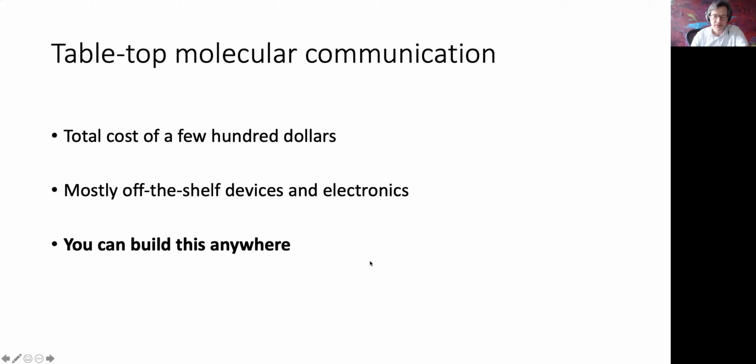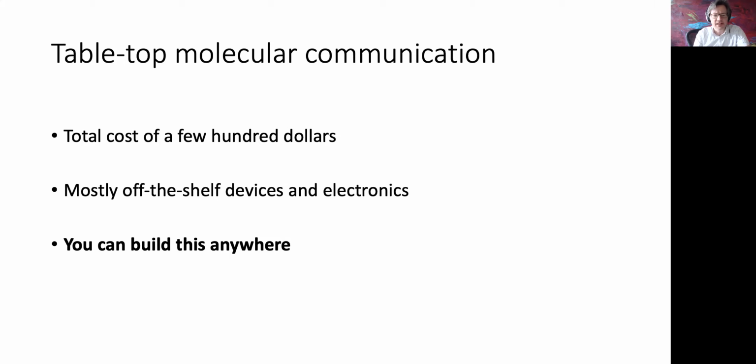You could do it, right? You could get excited about this, go home, order the parts, build something like this, and start doing molecular communication experiments as soon as you put it together. It's really not that complicated. And I encourage you to do it if you're interested.